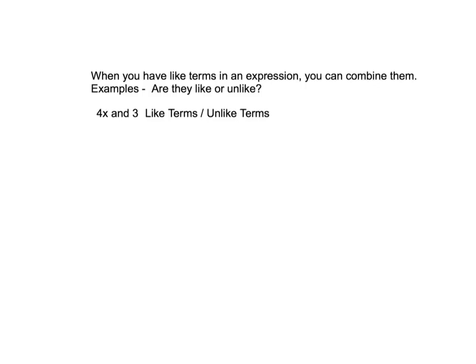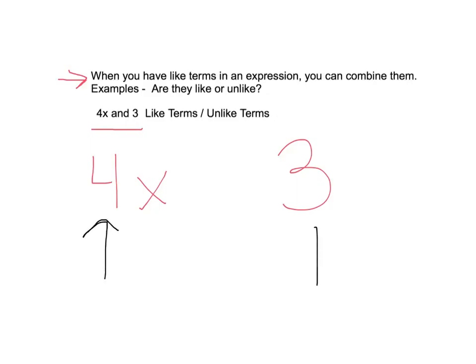So now we're going to go through and see if these terms are like or unlike. When you have like terms in an expression, you can combine them. So here we have 4x and 3. Do they both have a number? Yes, this one has 4, this has 3. Do they both have a variable? This has x, but the 3 has nothing. So they are unlike terms. They are not exactly the same.